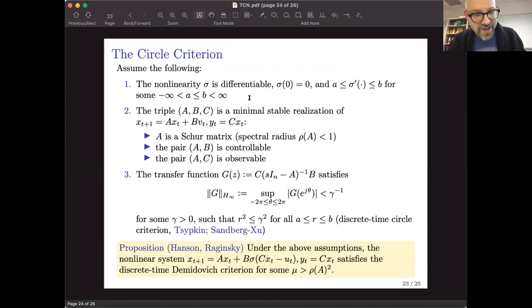Sorry to interrupt. How do you compare or contrast this method to the method of integral quadratic constraints in terms of conservatism?